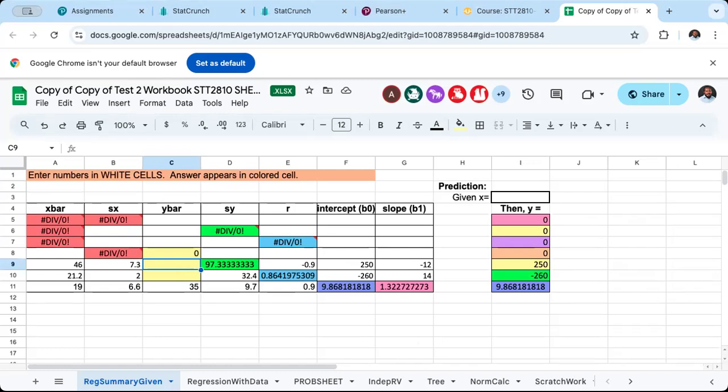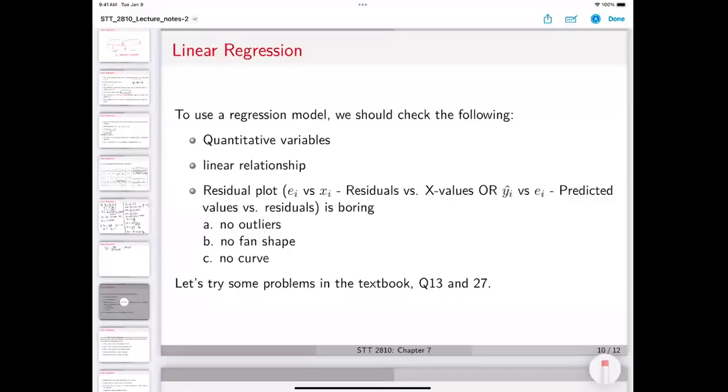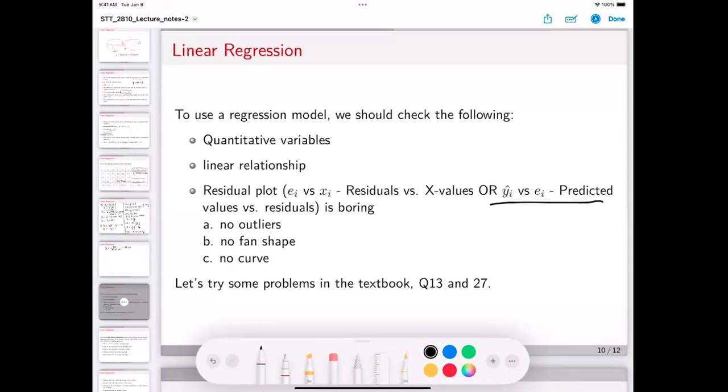The other thing we want to talk about is the assumptions. Anytime we want to check a linear model, we should check that it's quantitative and that there is a linear relationship. In your homework, they also provide some plots, which are the residual plots. You could see either residuals versus X or residuals versus predicted, either of them. Then they would ask you to check which assumption has been violated, or whether it's an appropriate linear model. To do that, I have some problems from the textbook, which are similar to your homework problems. So let's see how we can answer question 13 and then 27.